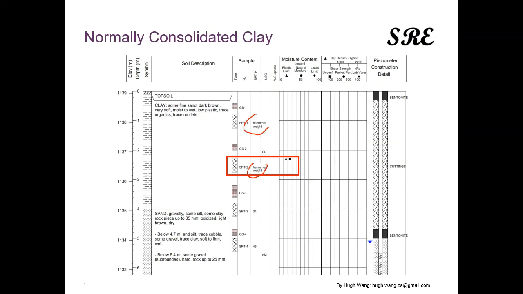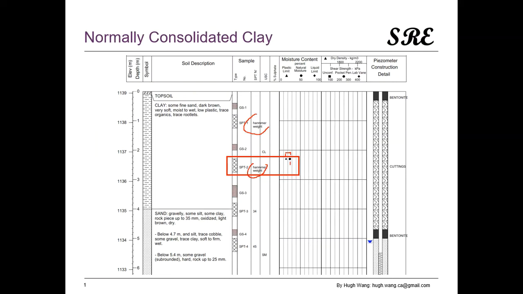And we got the liquid limit is over here. So you can see it's less than 30. So it's low plastic. And also the difference between the liquid limit and plastic limit is very small.